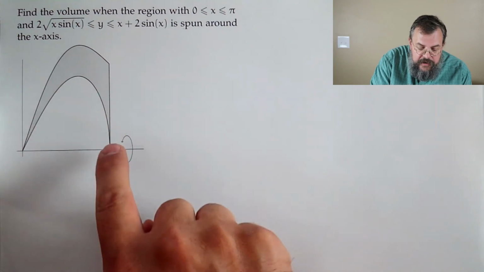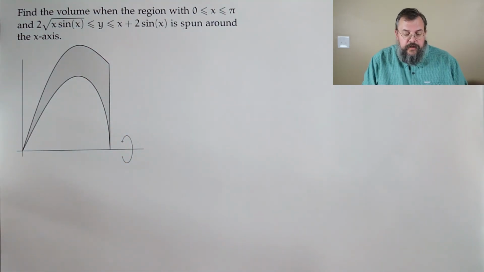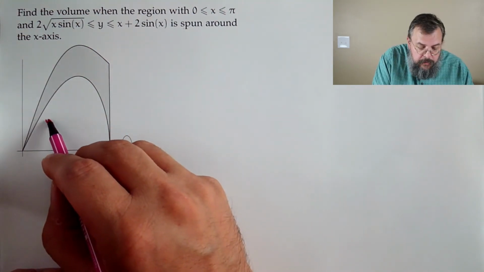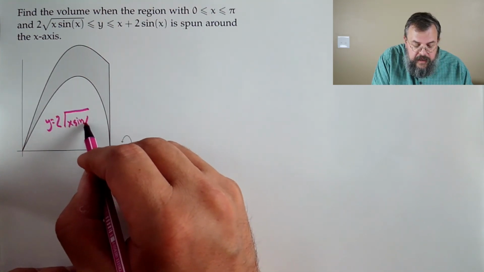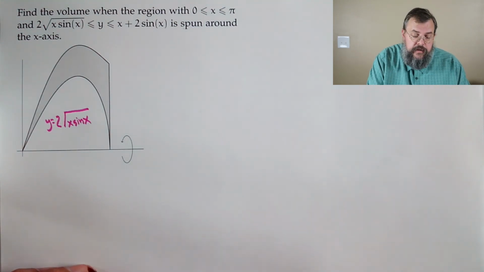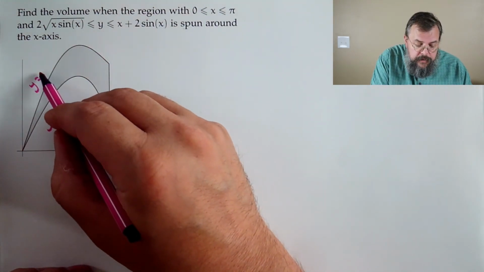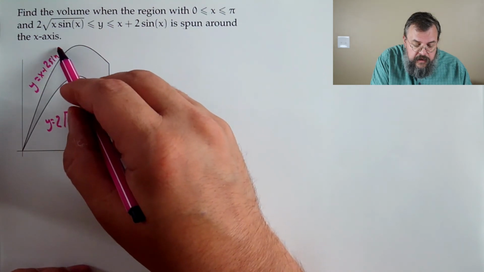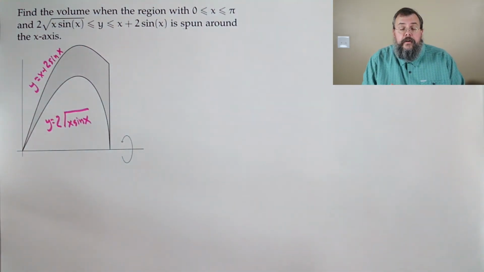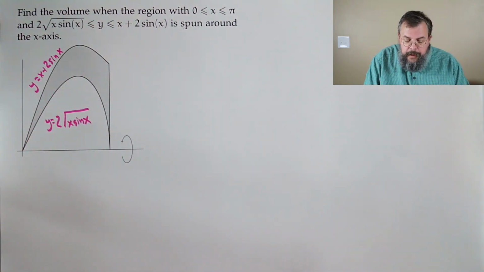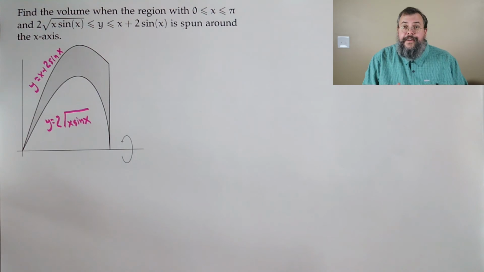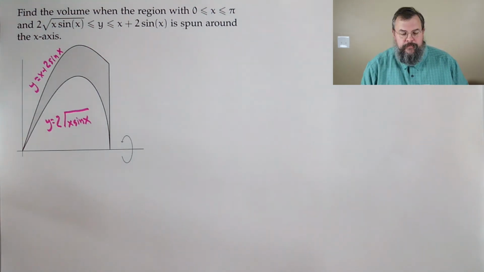So that's our region. So our bottom curve, this is the curve y equals 2 square root x sine x. And the top curve, this is the curve y equals x plus 2 sine x. And our goal is say, hey, let's take this crazy looking shape, spin it around the x-axis, and let's see what we get.